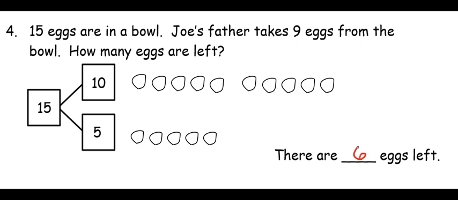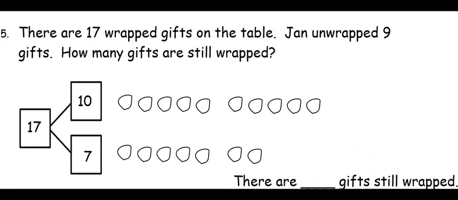So let's cross off those 9 eggs now. So here's the 9 that Joe's father took. And right now I have 1 and 5 more left. Well, 1 and 5 is 6, so that prediction holds true. The next question says there are 17 wrapped gifts on the table. Jan unwrapped 9 gifts. How many gifts are still wrapped?